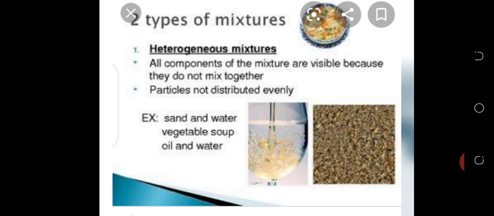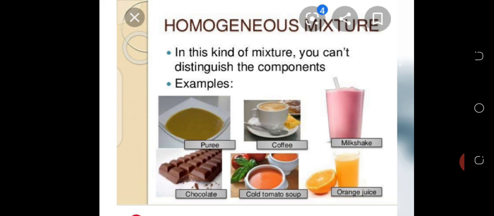Here you can see another example of heterogeneous mixtures. All components of the mixtures are visible because they don't mix together. When you mix the sand and salt, particles are not distributed evenly. Yes, we can say that. Sand and water: when you put the sand into the water, you will see the sand settling down at the bottom of the water, and you can see there are two phases. Vegetable soup, oil and water. A very common example, oil and water.